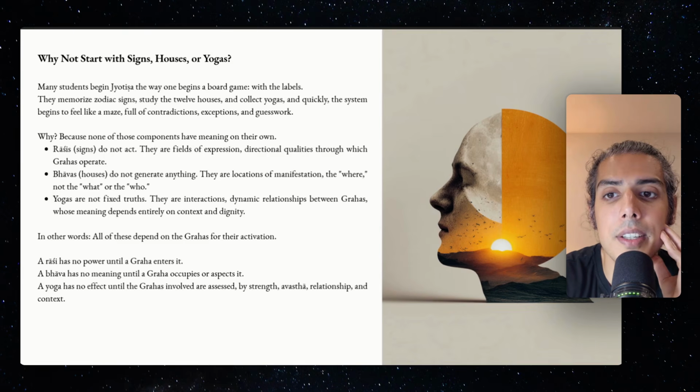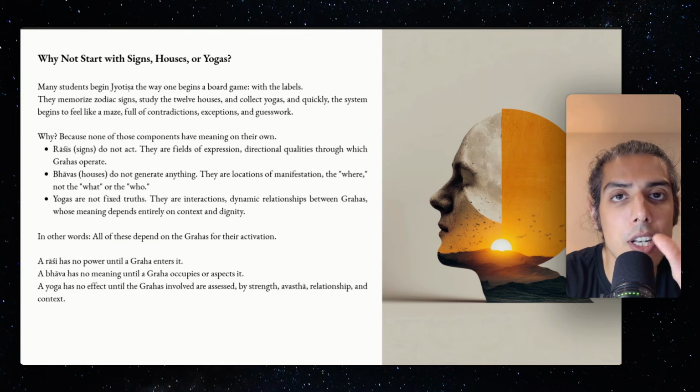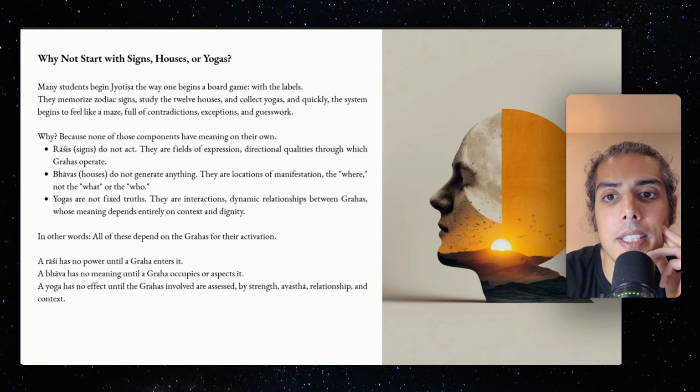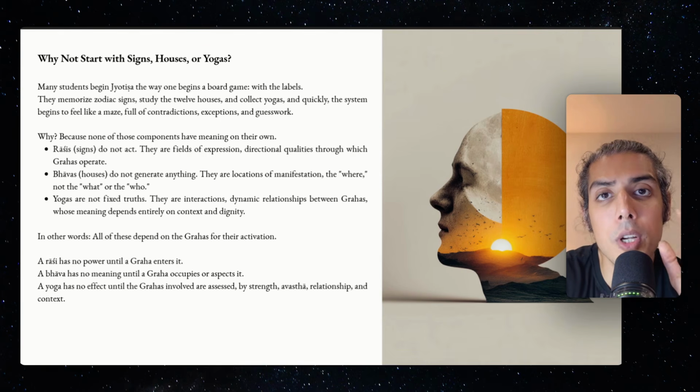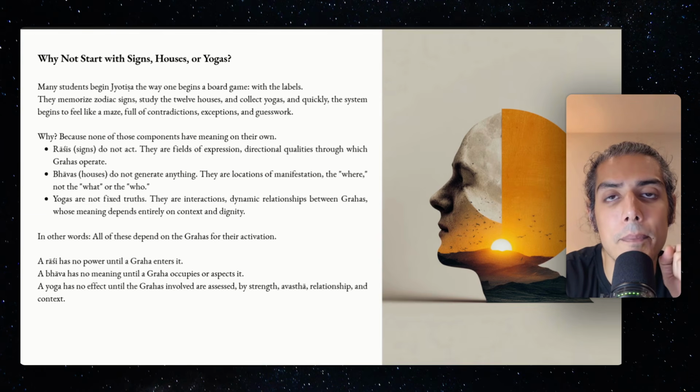Rashis do not act. They are fields of expression. They're fields of modulating fields, 30-degree sections of space, directional qualities through which grahas operate. Bhavas do not generate anything. They are locations of manifestation. The where, not the what or the who. Where is it happening? Yogas are not fixed truths. They are interactions, dynamic relationships between grahas, whose meaning depends entirely on the context and dignity, and so many other factors that make a yoga a certain way.